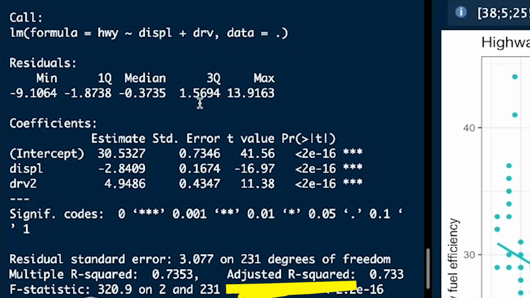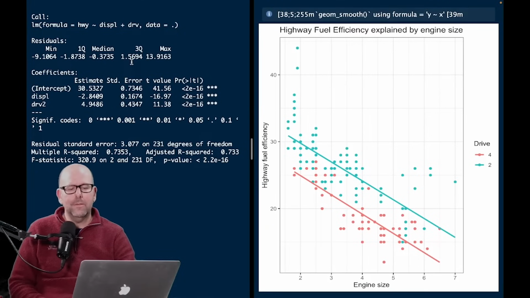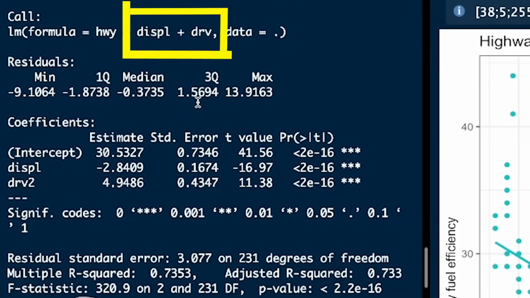Adjusted R squared, 0.73, so 73% of the change in highway fuel efficiency can be explained by a change in engine size and drive. Now, a couple of things. If I'd done this analysis and put a times instead of a plus sign between engine size and drive, it would be saying that we want to look for the interaction between these terms as well as their individual effects.